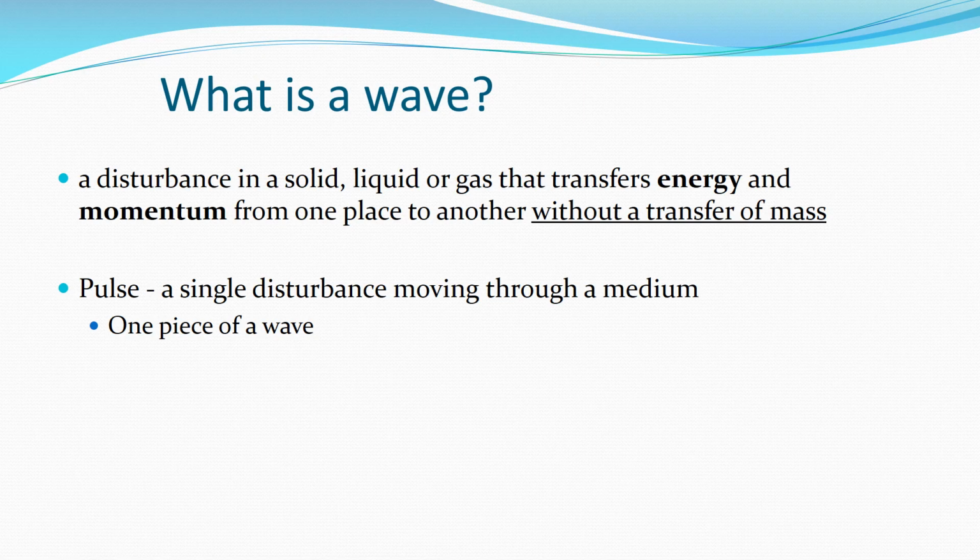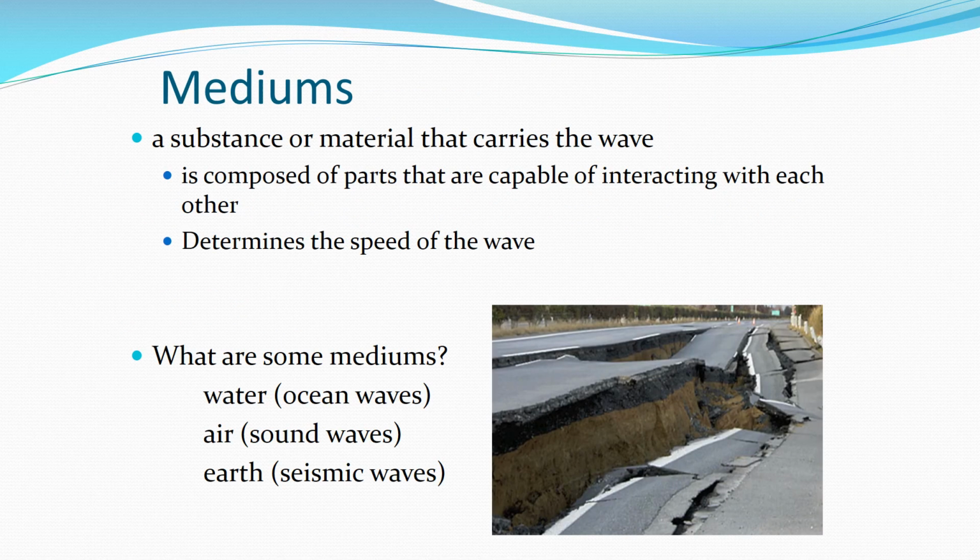A pulse is a single disturbance moving through a medium, so it's one wave itself. The medium is a substance or material that carries the wave. It's composed of parts that are capable of interacting with each other. So a medium should have some way that the particles can interact.